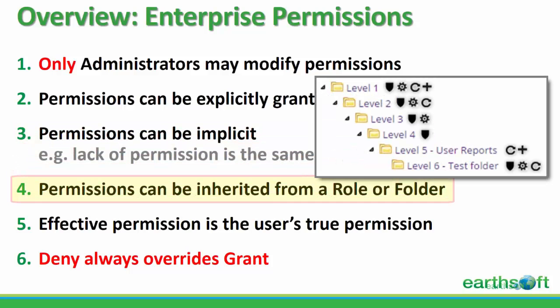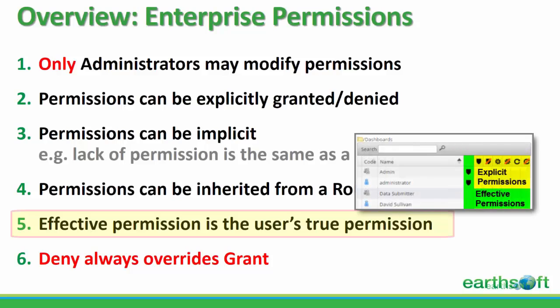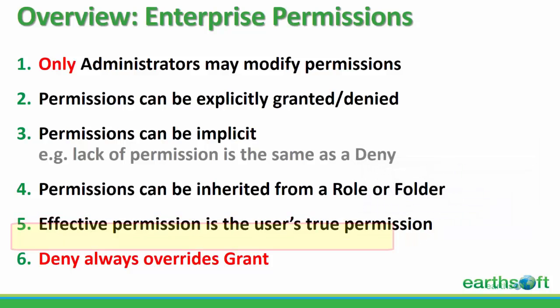Permissions can be inherited from a role or folder. For example, you set permissions for a particular folder in the Explorer widget. You can inherit permissions from there as well, apart from the role. Effective permissions are the user's true permissions. So although you might have an explicit permission for a certain object type, your effective permission is what determines your actual permission. We will look at this in more detail during our demonstration.